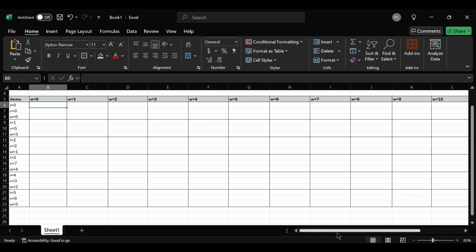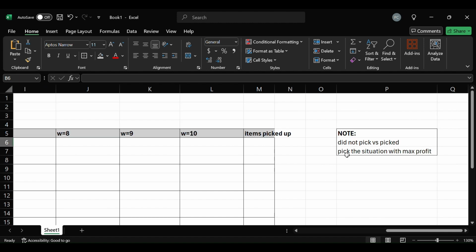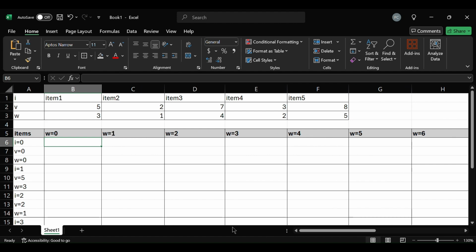The important thing to remember for dynamic programming here is that you will have to make some decisions. Firstly, you'll need to decide whether you will pick up the item or not, or simply did not pick versus picked. This is really important. At each step of the dynamic programming working, you'll need to decide did not pick up the item or picked up. The way you decide is you pick the situation which will give you the maximum profit, and we'll see how that will be done.